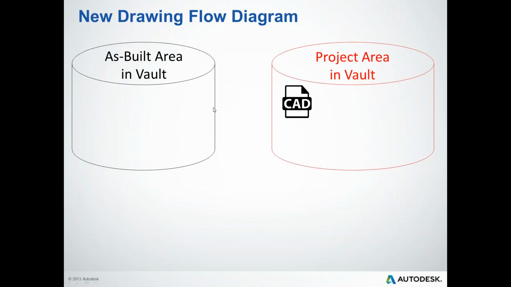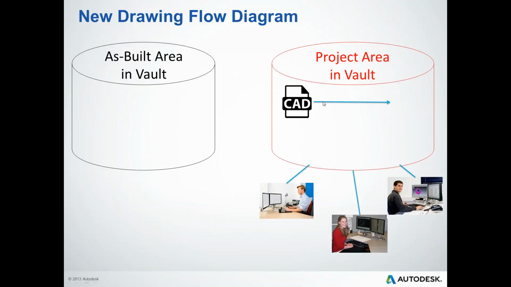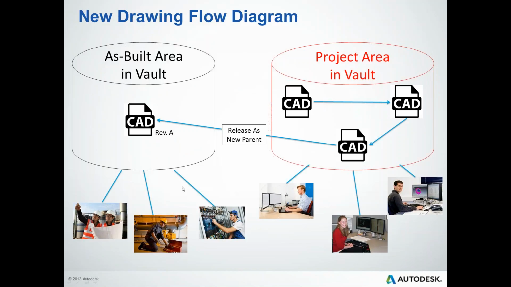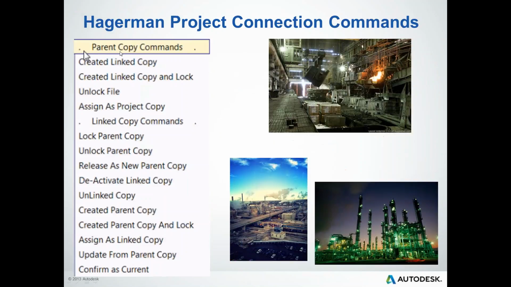So just the workflow we didn't look at graphically was, for a new drawing where there's not an as-built already, the new drawing is actually created in the project area. So that would be the releases new parent option to then put it into the as-built folder. And just a little bit bigger screenshot of all the different commands that are available.